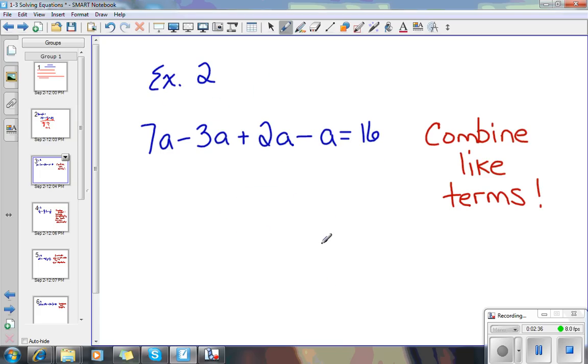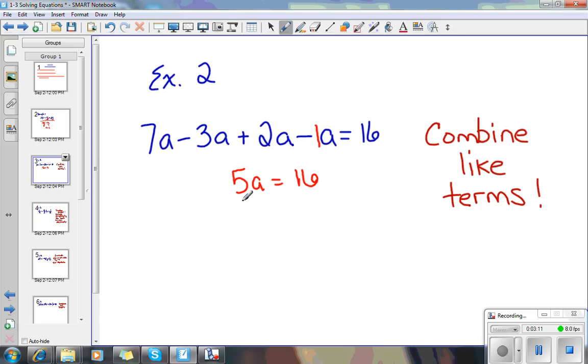Okay, example 2. Here, the thing to keep in mind, before you start doing inverse operations, you always want to combine like terms. So take a look at the equation you're solving and look at each side of the equal sign. Here I have a whole bunch of terms with a's, so I'm going to combine those. 7a minus 3a is 4a, plus 2a is 6a, minus, remember there's an invisible 1 here, so we have 5a equals 16. So that's the first step you want to do.